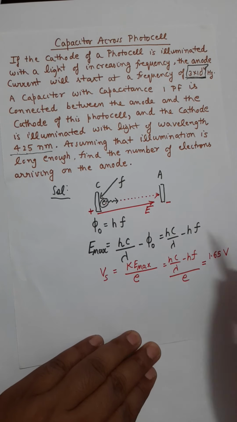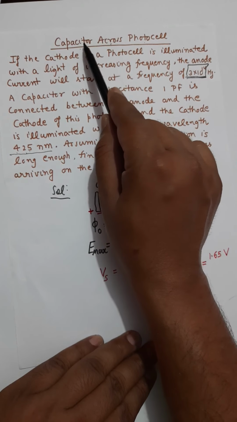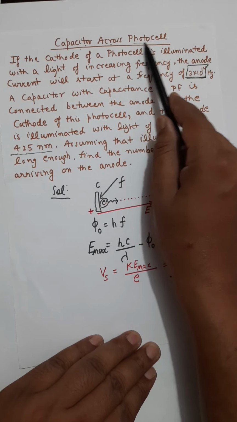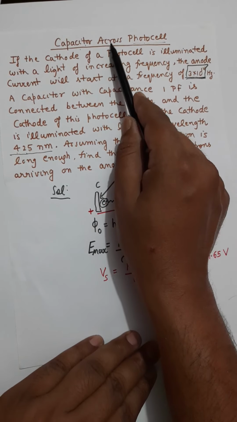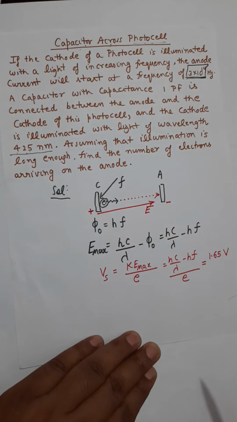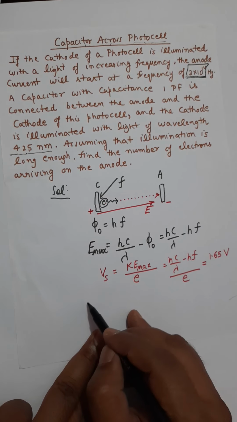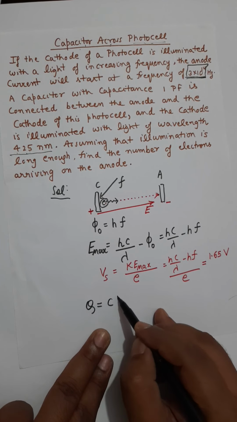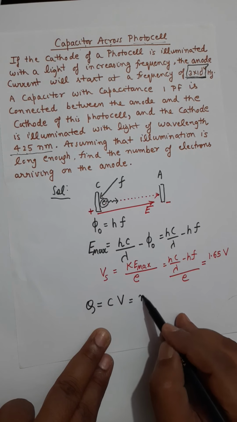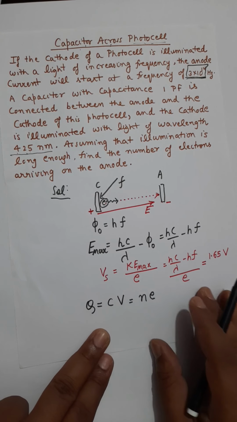Our capacitor is across this photocell. So when the capacitor is across the photocell, the potential difference across the capacitor should be the same as the potential difference of the photocell. This across means both are in parallel combination. If the capacitor is in parallel with the photocell, the voltage across the capacitor will be 1.65 volt, and then you can find the charge on the capacitor by C into V, and put it equal to number of electrons times small e, q equals Ne.